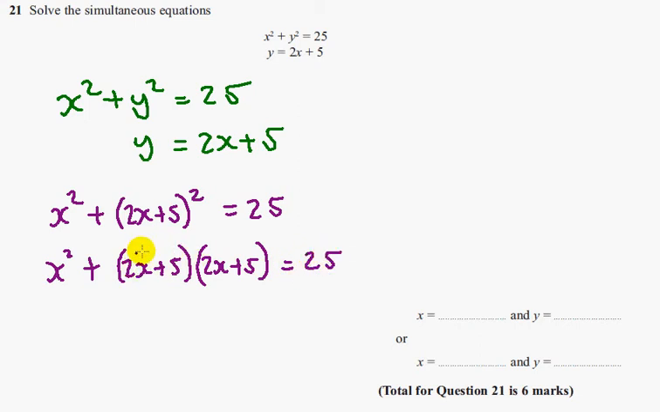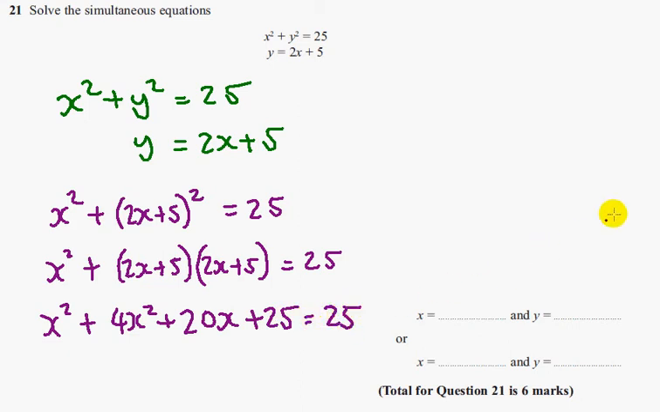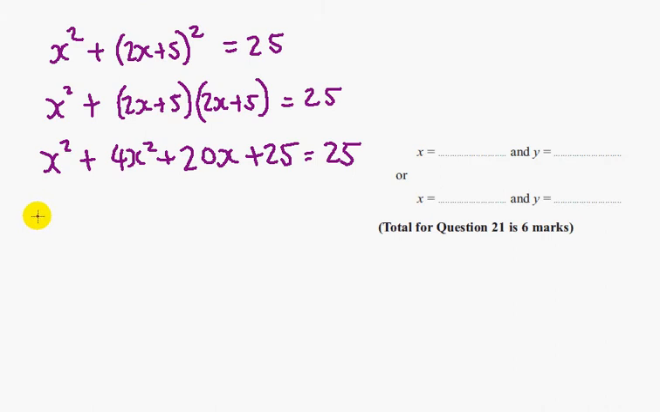So we need to multiply out this double bracket here. So x squared is going to equal 4x squared plus 10x plus 10x. So that's going to be 20x plus 25 equals 25. Therefore, you've got 5x squared plus 20x. And if we take away 25 from both sides, then we're left with 5x squared plus 20x equals 0, which is what we want.